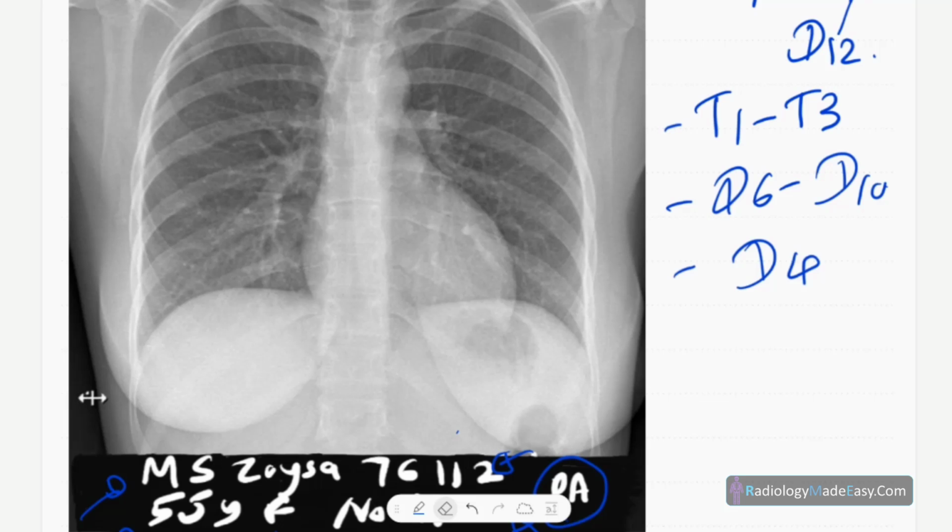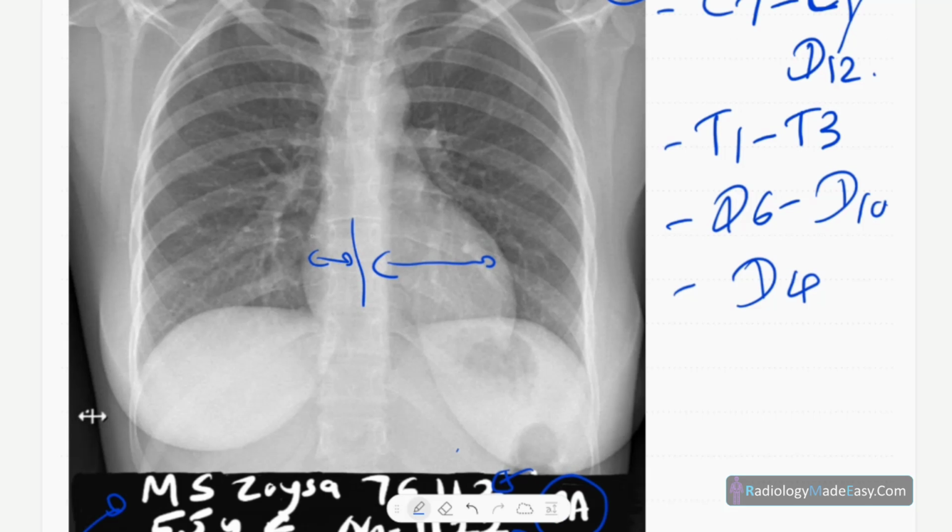Position, shape, and size. And position is usually, you have to see the right heart border is 1/3 from the midline, and the left heart border is 2/3 of the midline. So that's the normal position of the heart from the midline. Right heart border 1/3, left heart border 2/3.